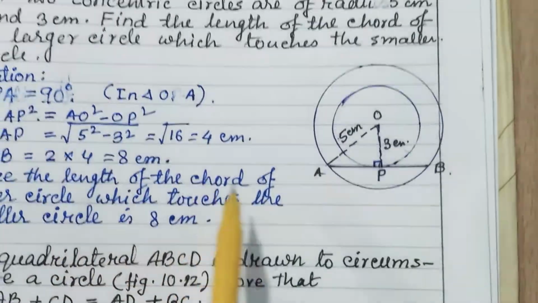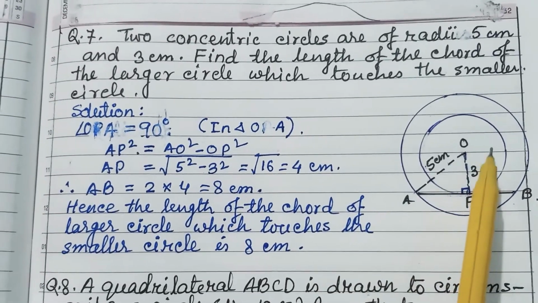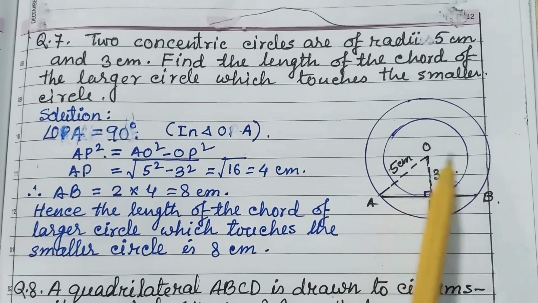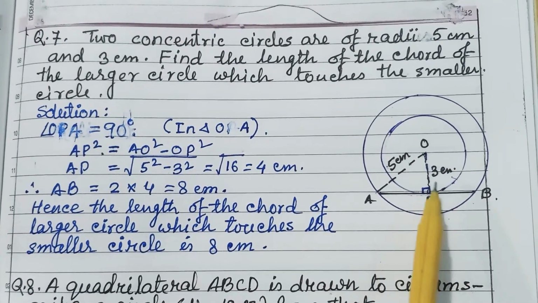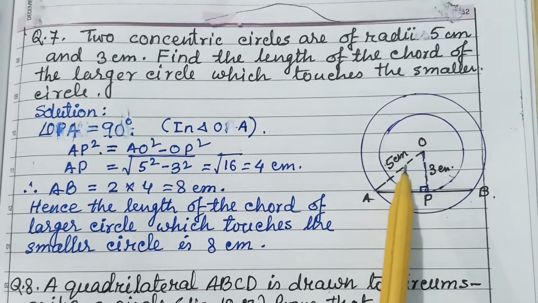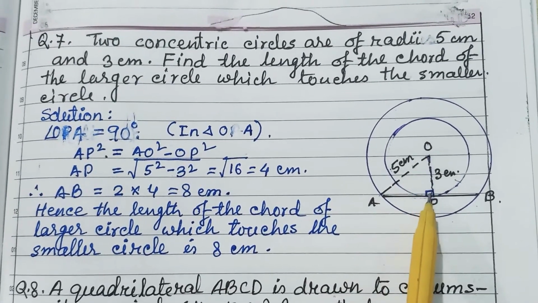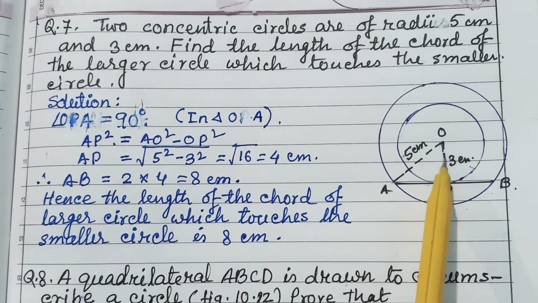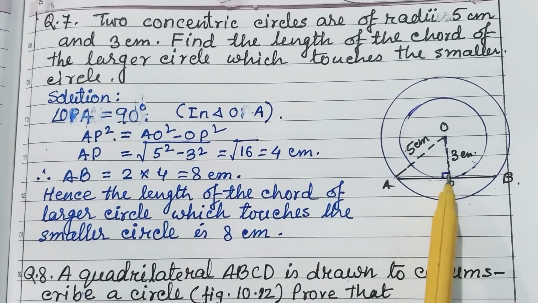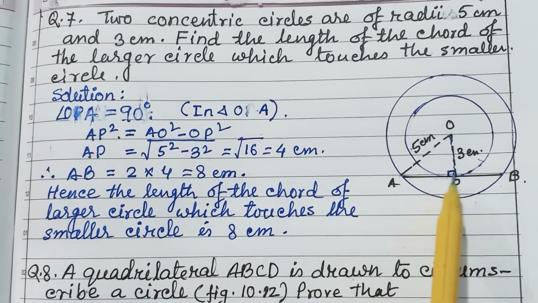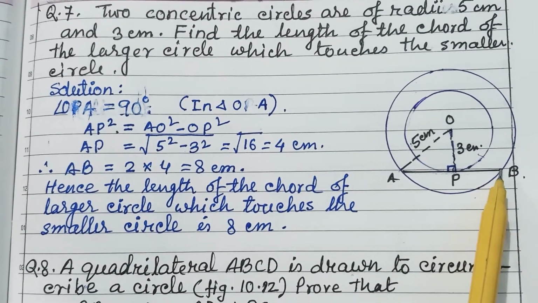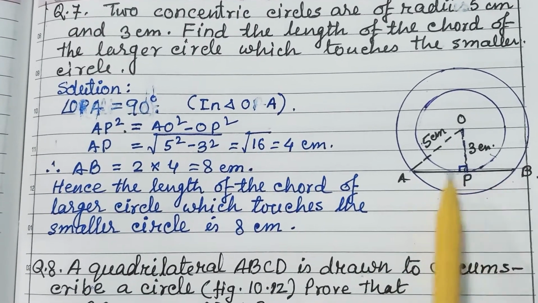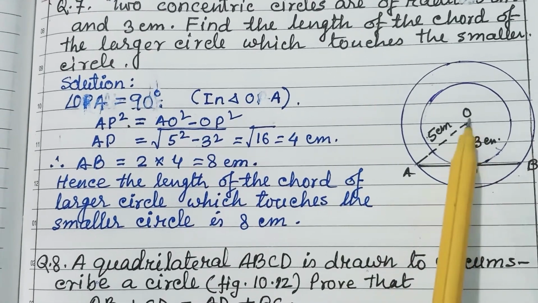Next is question number 7. Two concentric circles. Two concentric circles means two circles drawn with the same center. The radii are 5 cm and 3 cm. The bigger circle's radius is 5 cm, and the smaller circle's radius is 3 cm. Find the length of the chord of the larger circle which touches the smaller circle. That means AB is the chord for the bigger circle but a tangent for the smaller circle.